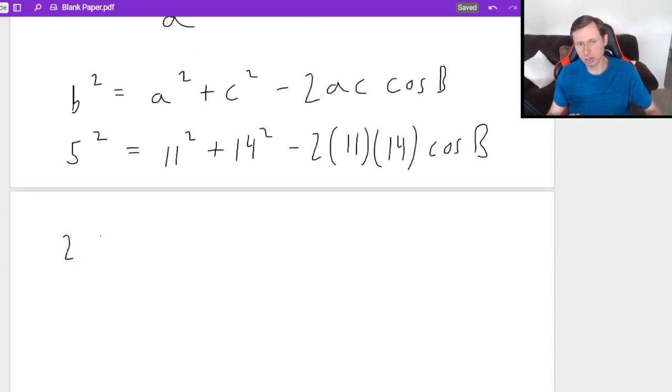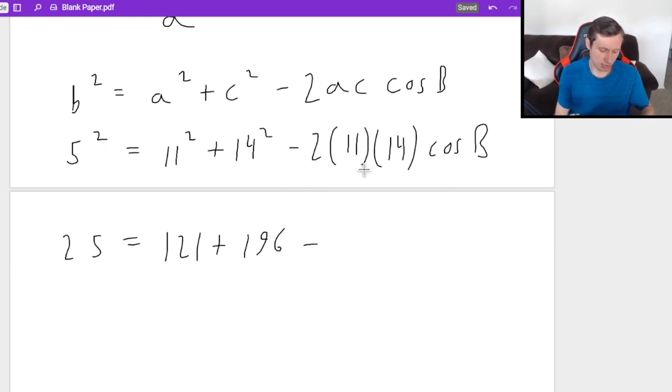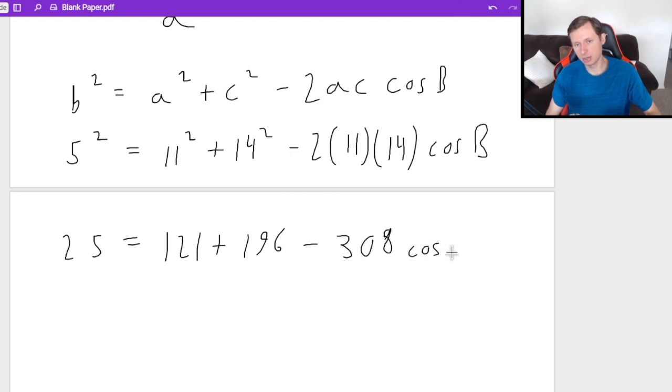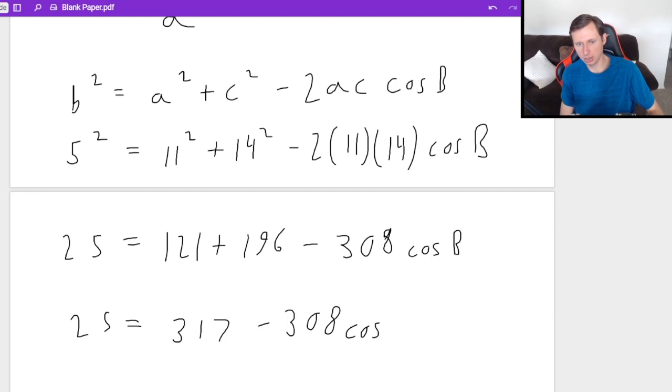So 5 squared is 25 equals 11 squared, 121, plus 14 squared, 196, minus 2 times 11 is 22, 22 times 14 is 308, and that's times the cosine of b. And so now if I want to solve for cosine b, first I'm going to do 121 plus 196, that's 317. So 25 equals 317 minus 308 cosine b.